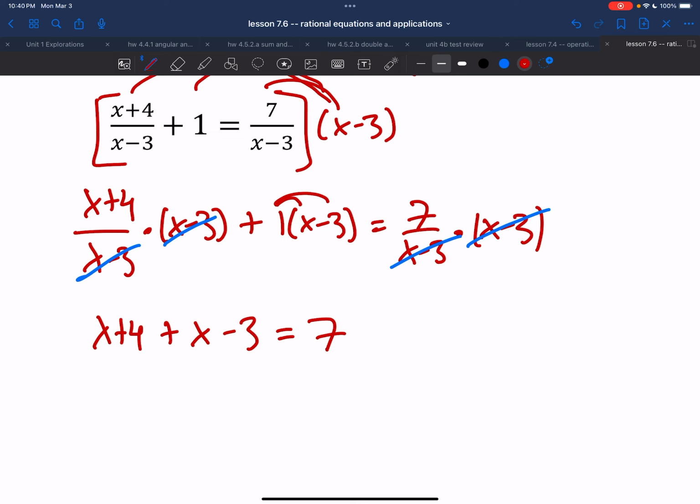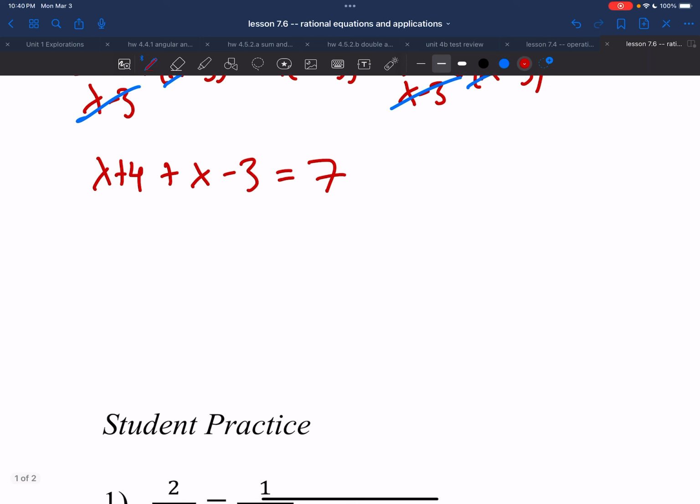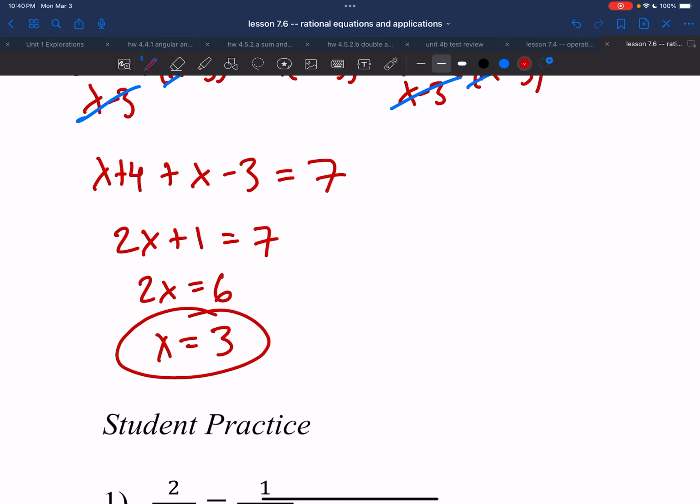And this is what I was talking about. When you multiply by the LCD, it creates an equation that you know how to solve, that you've done before, something from prior algebra experience. This is now a simple linear equation. x plus x combines to 2x. 4 minus 3 is 1. And this equals 7. So I'll subtract the 1 from both sides, and then I'll divide by 2, netting me x equals 3. Right? And thus we are done, and I found my answer.